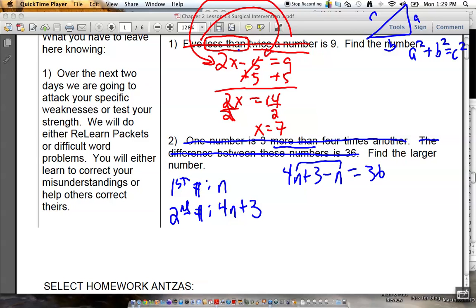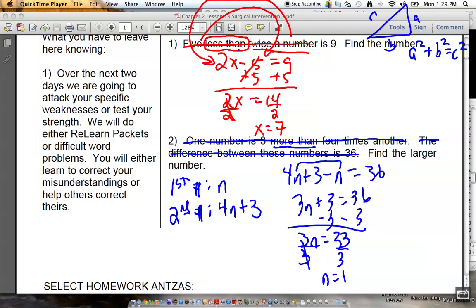All right, so this is the same situation with the 4n and the minus n. What's 4n minus n? 3n. 3n plus 3 is 36, minus 3. 3n is 33. Divide by 3. N is 11. Am I done, Angela? No, because it says the larger number. This guy's 11. Max, what's the larger number? 4 times 11 is? Plus 3? 47. And if I subtract them, don't I get 36? So I know I did it right.